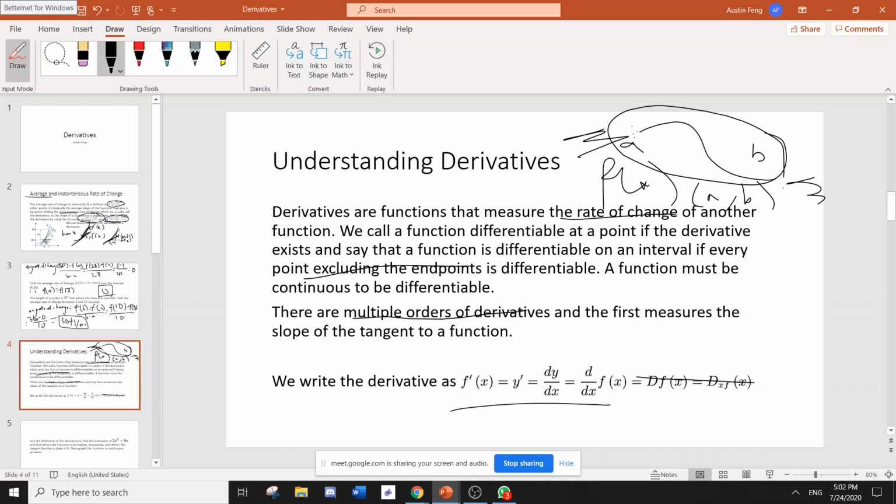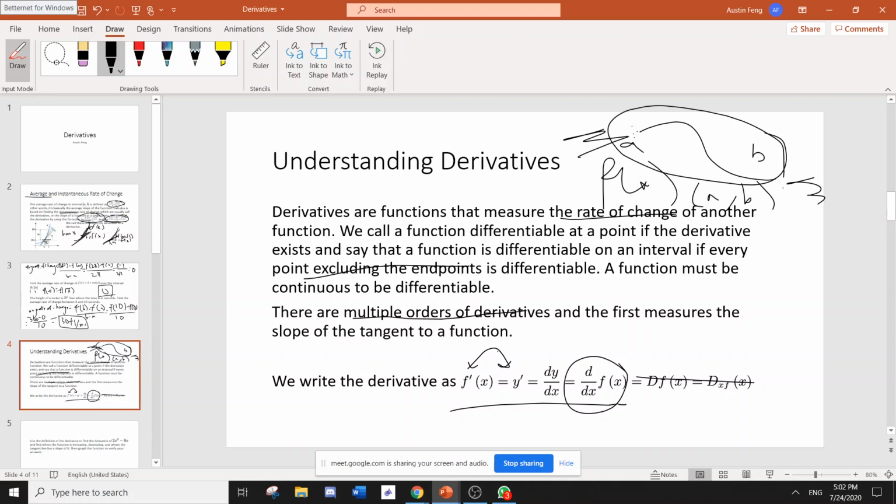Just remember these. These two are pretty much interchangeable, and you usually use d dx of f of x when you want to write out the full function, and dy dx is when you don't want to write out the full function, I guess.